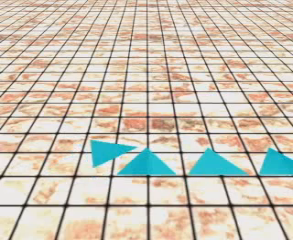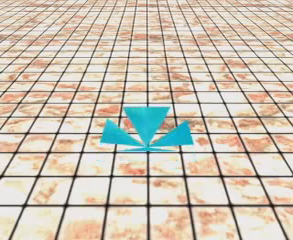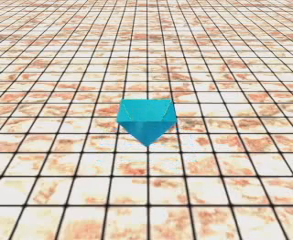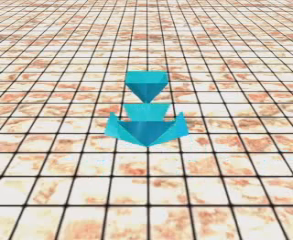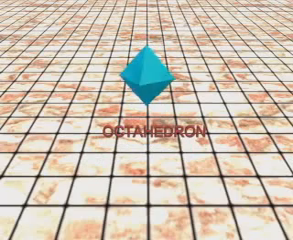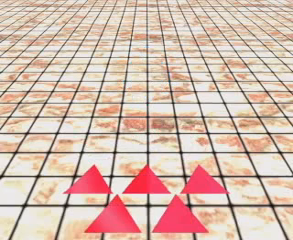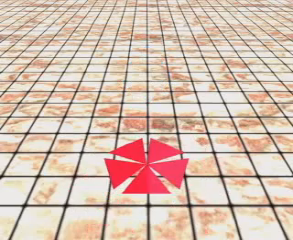Lay 4 equilateral triangles together on the plane, point to point. Allow their bodies to rise up out of the plane until their outer edges meet. Repeat the process. Lay one set on top of the other. The octahedron is formed. Octa means 8. Hedron means faces.